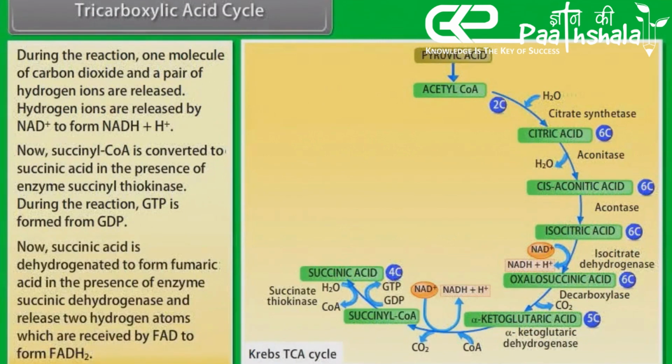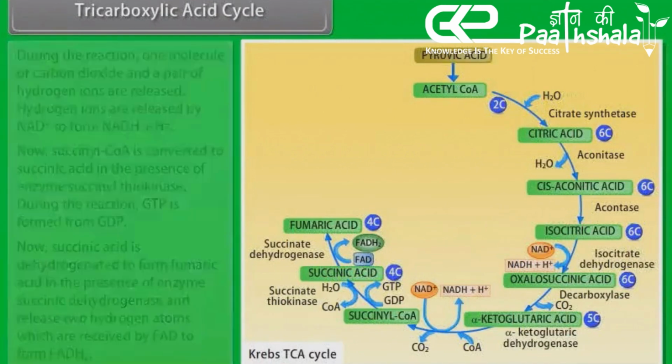Now succinic acid is dehydrogenated to form fumaric acid in the presence of enzyme succinic dehydrogenase and releases two hydrogen atoms which are received by FAD to form FADH2.